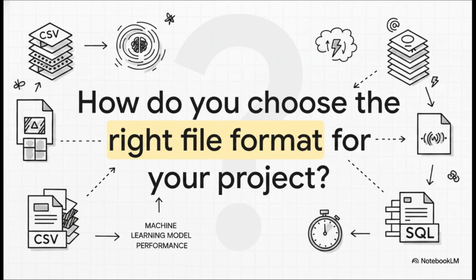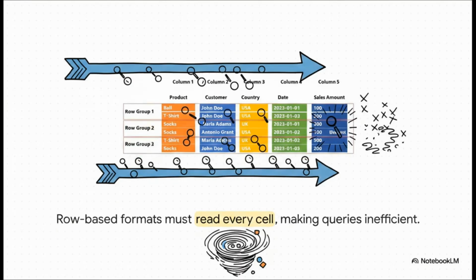And this brings us to a super crucial, very practical question. You've got your data, but what kind of file should you save it in? A CSV? Something else? Believe it or not, the answer can have a massive impact on your project's performance. Check this out, because this slide really shows the weakness of a format like CSV for big data analytics. Let's say you want to calculate the average sales. A row-based format has to read everything. It scans the product, the customer, the country, just to get to that one number at the very end of the row. And it does this for every single row.